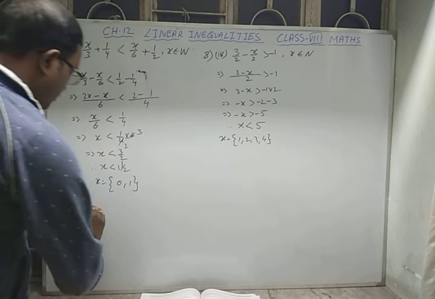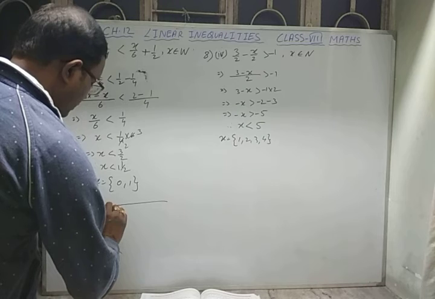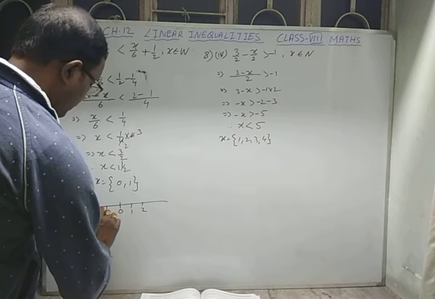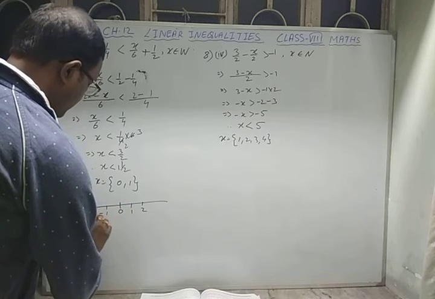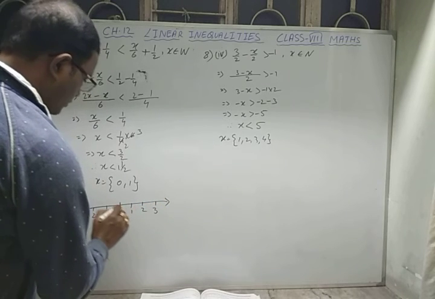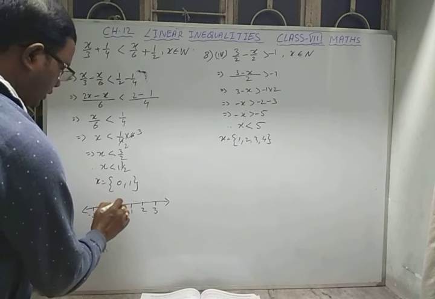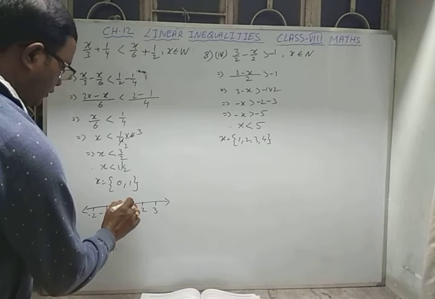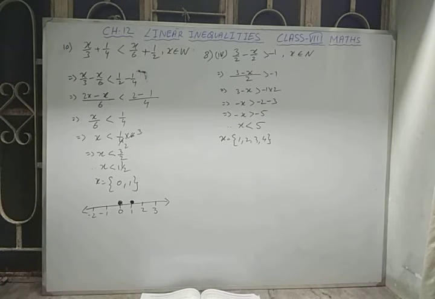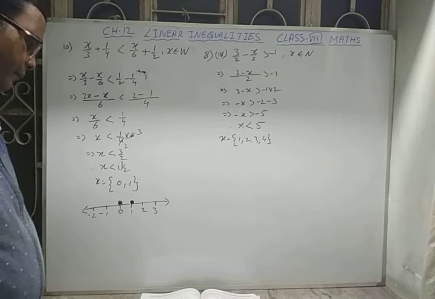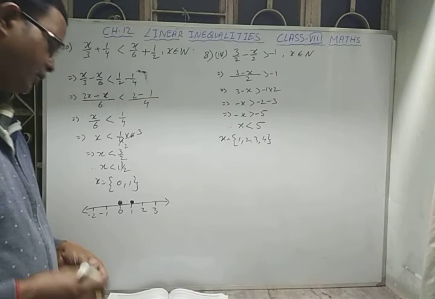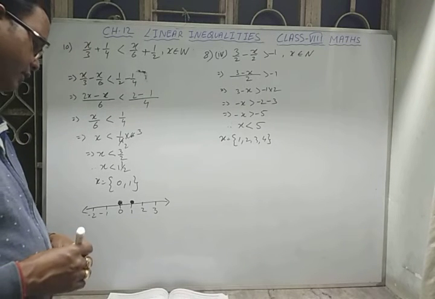So it is very easy to represent on the number line again. So 0, 1, 2, here minus 1, minus 2. So you have to write 0 and 1. Circle the 0 and circle the 1. So this is the answer. In this way you can represent it on a number line also. So in this way you have to solve this linear inequation.